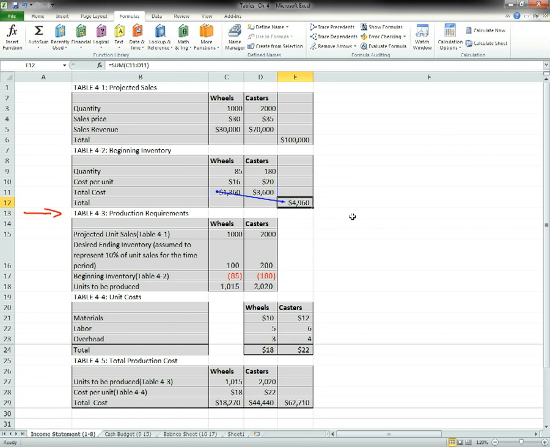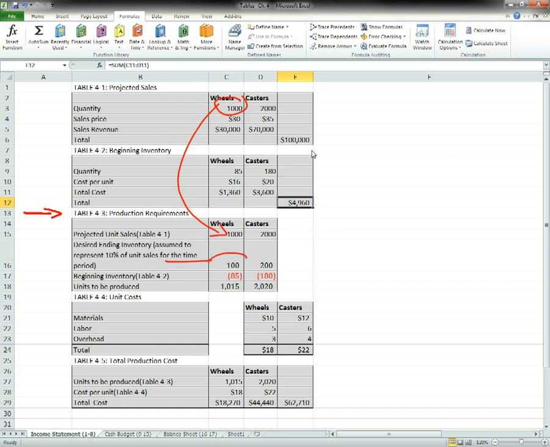Remember, we need to sell. We'll just look at the wheels for right now. Let me remove that arrow. We need to produce the amount we're going to sell, 1,000 units, plus the desired level of ending inventory, which we're going to assume is 10% of our unit sales for this 6-month period. So this is just a given.